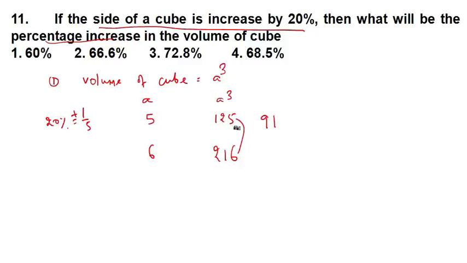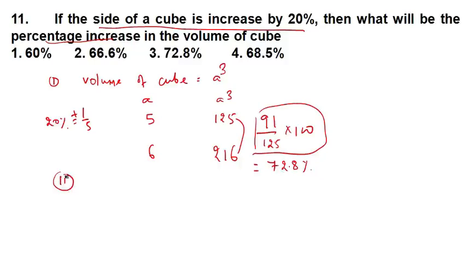It is 91. On what number it got increased? What will be the base? 125 into 100. So just simplify. If you simplify, you will get 72.8%. Just simplify, okay? So if you simplify, you will get 72.8%. Now if we do this same question with the second method, so how?